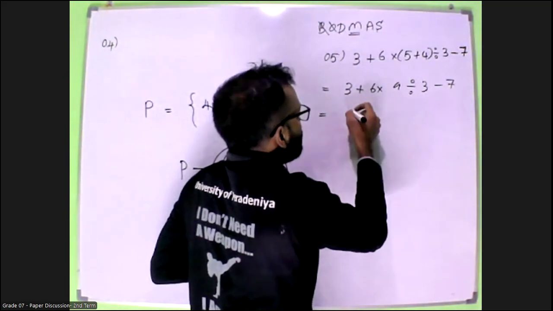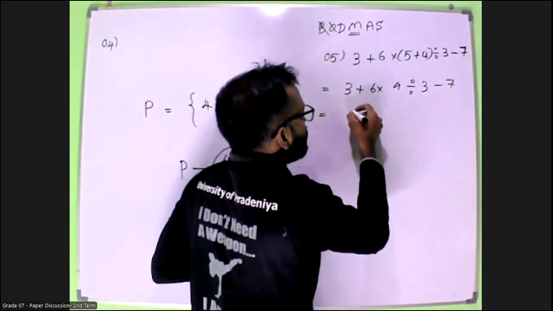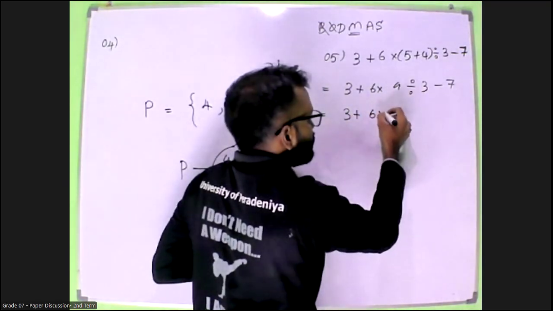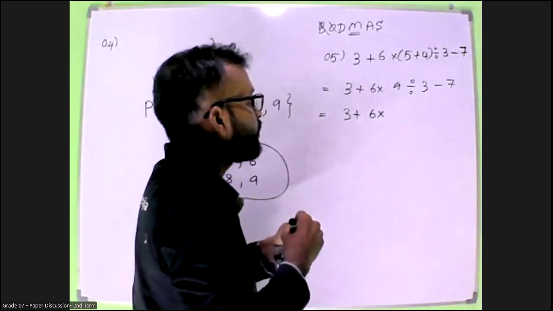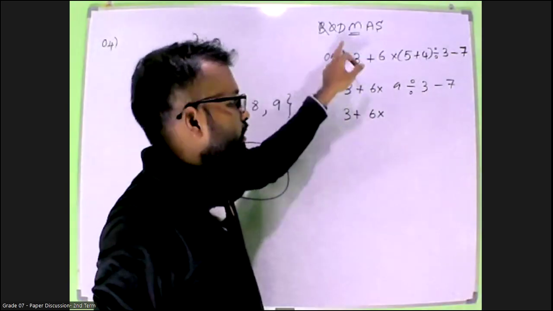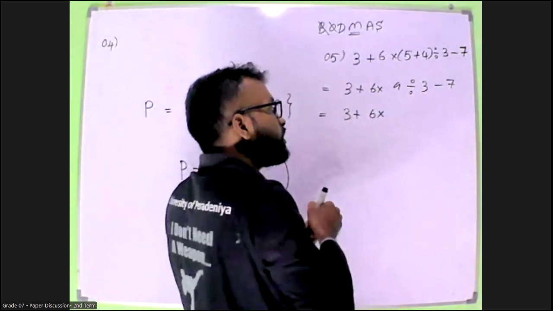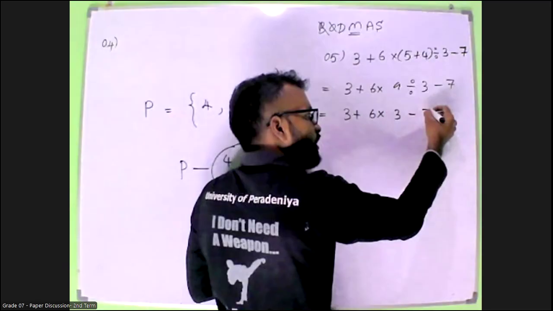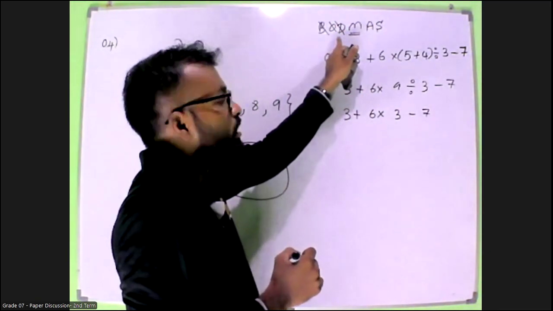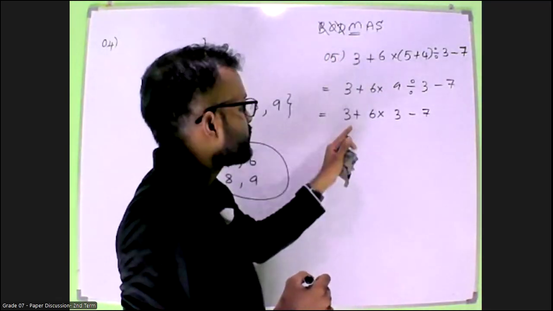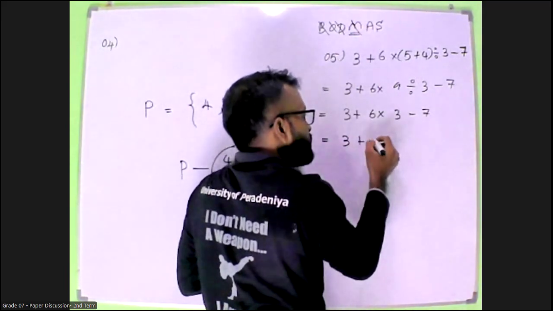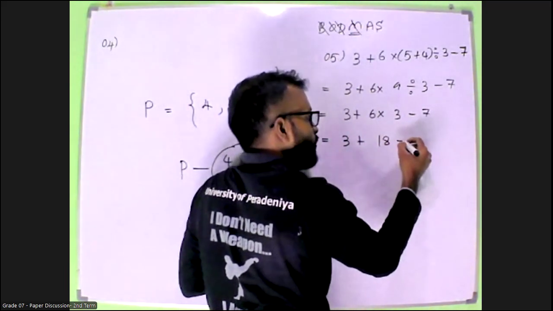Before that, right? 6 times 9. Before doing the multiplication, you have to do the division part. 9 divided by 3, so it will give you 3. Then minus 7, right? So the division part is okay. But right now we have multiplications. Are there any multiplications? Yes. Right? Equal mark, 3 plus 6 times 3, 18, minus 7.